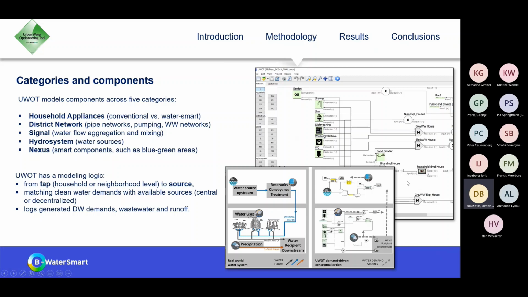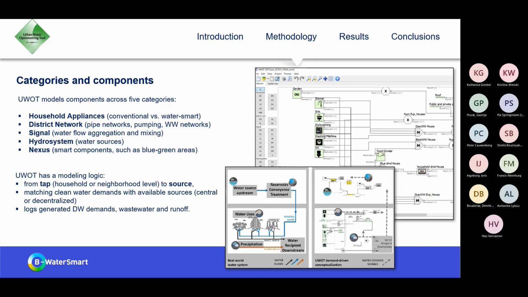Firstly, as the basis of modeling, it's able to model household appliances, so conventional and water-smart household appliances. Secondly, it's also able to model district network components, such as pipe networks, with an aggregate lumped approach, but also wastewater networks. Thirdly, it's able to model signal connectors, which allow different components to multiply their demands and interact with each other.